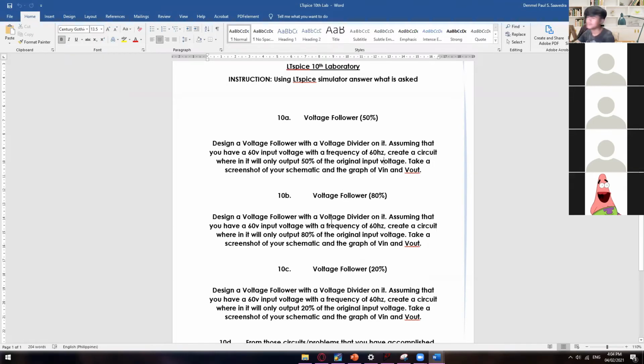This one is actually quite simple, since you guys already have an idea what a voltage divider is. This one is like a bonus already. 10 A, 10 B, and then 10 C. You might need some trials on how to come up with the 20% V outs. Any other questions or clarifications?